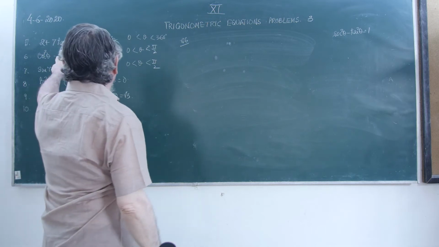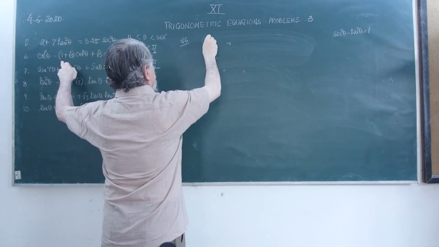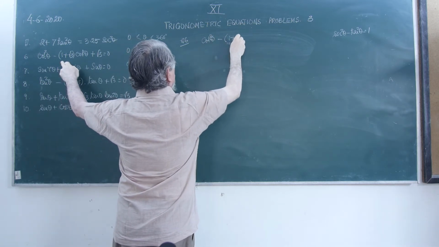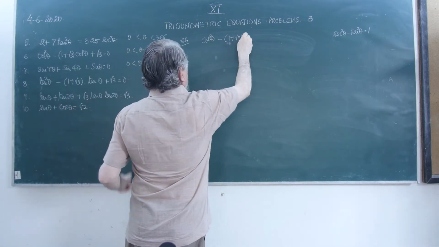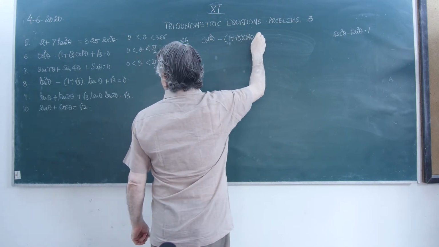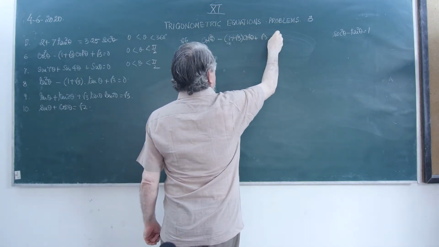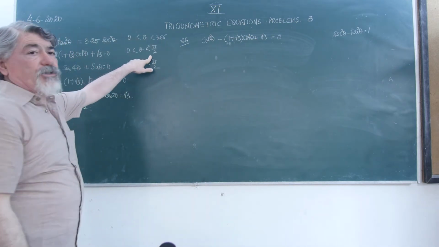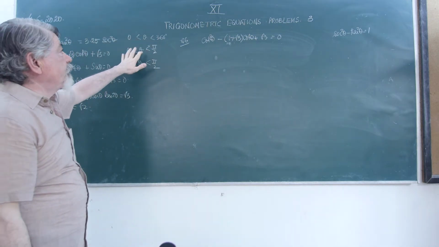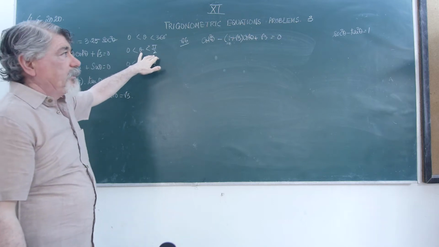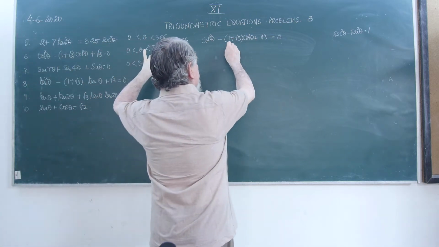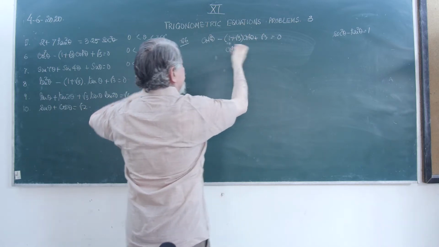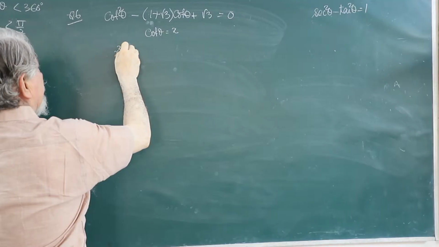Question number 6 is cot square theta minus 1 plus root 3 cot theta plus root 3 is equal to 0, and theta has to be between 0 and pi by 2. He is wanting a very specific value between 0 and pi by 2. Let me write cot theta as x for simplification.